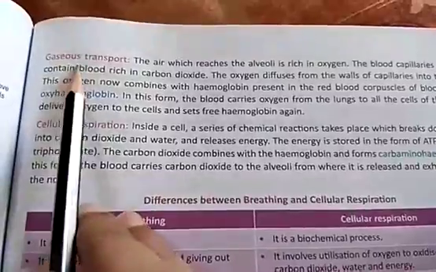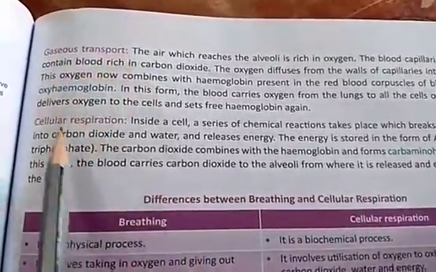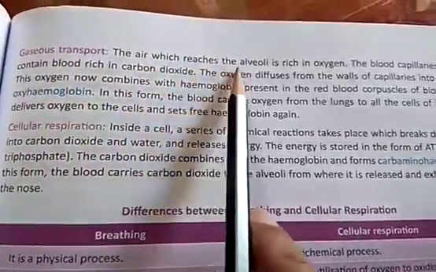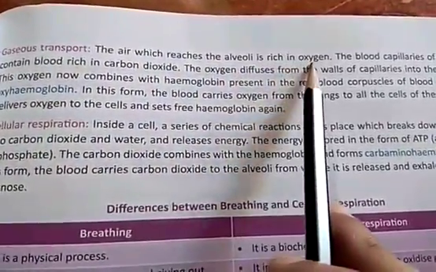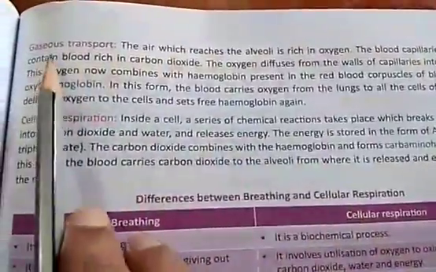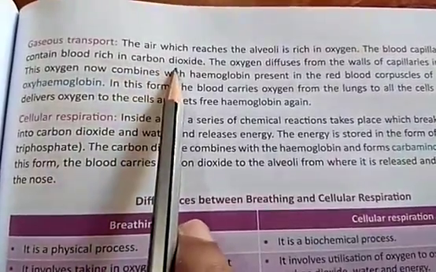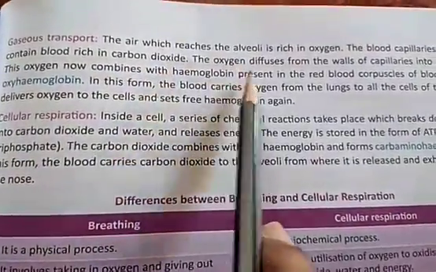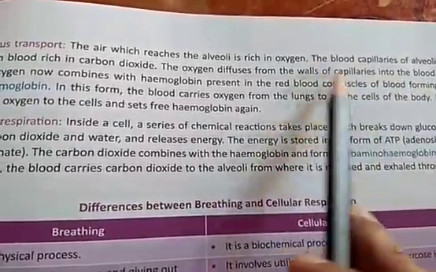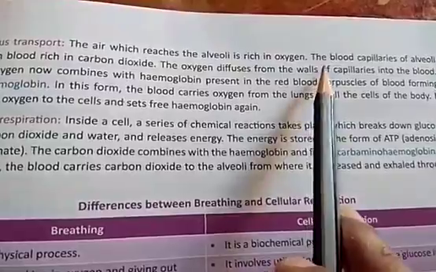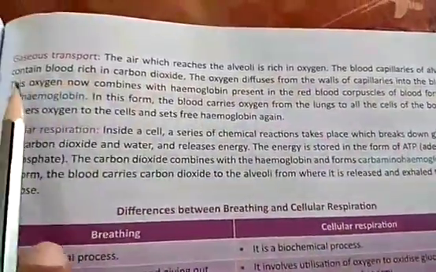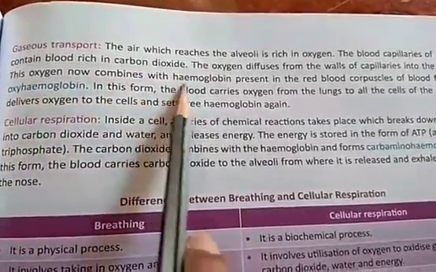Now let us see this gaseous transport, and thereafter we will see cellular respiration. Now in gaseous transport, basically the air which reaches the alveoli is rich in oxygen. Now we know that. The blood capillaries of alveoli contain blood rich in carbon dioxide, that you already know. The oxygen diffuses from the walls of the capillaries which are attached to the alveoli into the blood. Now this oxygen combines with the hemoglobin.